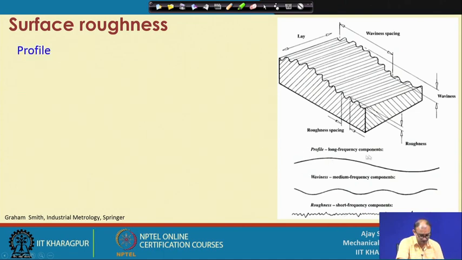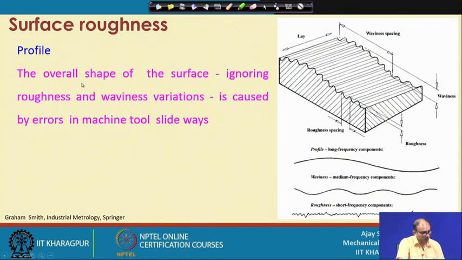And the third one is the profile component. So, this is the profile. So, what is that? The profile is the overall shape of the surface, ignoring the roughness and waviness variation. It is mostly caused by the machine tool slide, because this is a very long wave. So, you cannot get the same thing by this type of roughness, or by the waviness also.